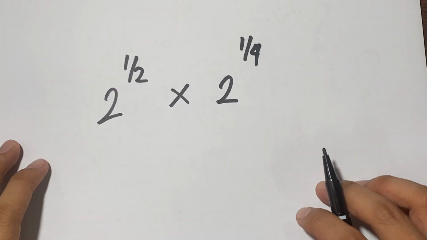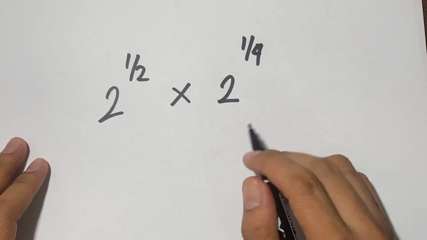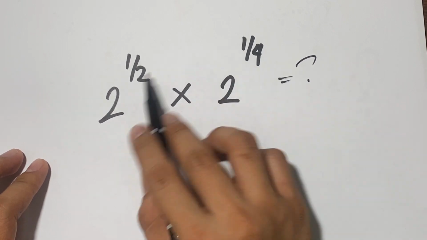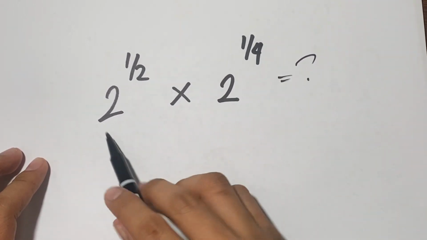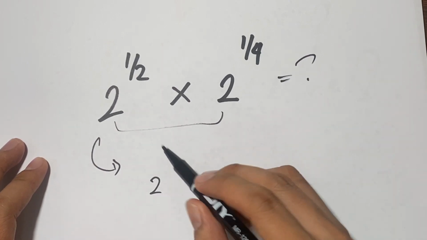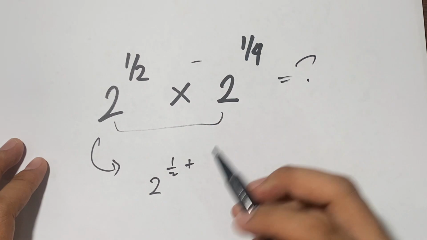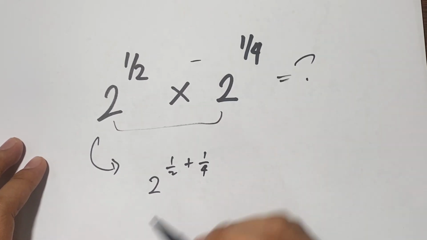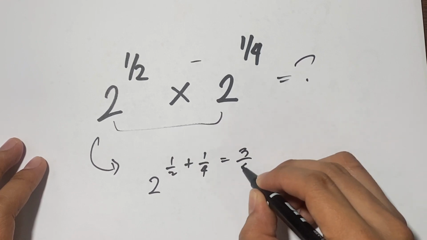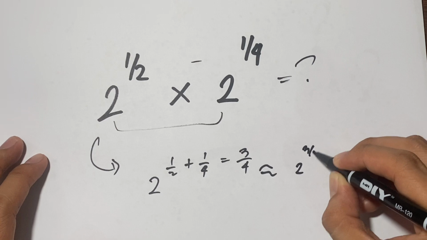And finally, what we have here is 2 raised to the power of 1/2 multiplied by 2 raised to the power of 1/4. As you can see here, they now have different exponents. But because they have the same base, we could still copy the base, and it's the same principle, we are going to add their fractions. So the fraction would be 1/2 plus 1/4, and that would be equal to 3 over 4. So the new form would now be 2 raised to the power of 3/4.